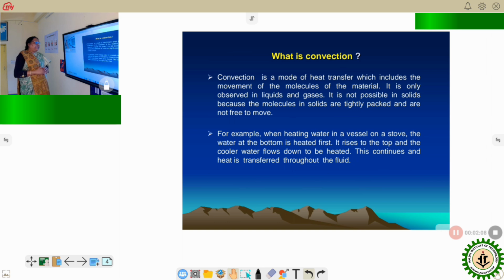Example of the convection is that if we heat water in a vessel on a stove, the water at the bottom is heated first, it rises to the top, and the cooler water, which is denser, comes down to the heated part, and this continues. Heat is transferred throughout the fluid.